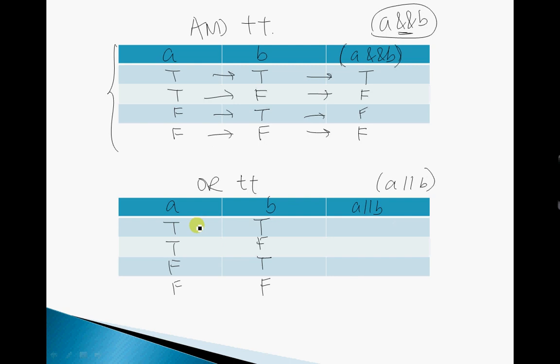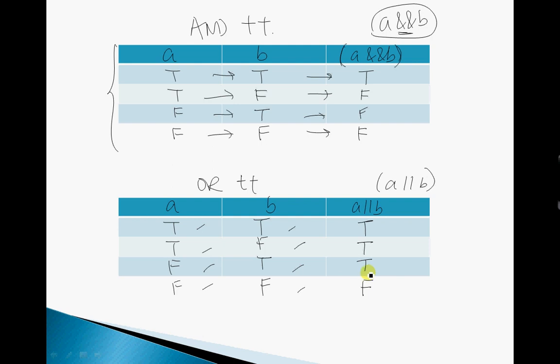So if A is true and B is true, A or B will be true. Okay, OR means either one is true. But if both are false, A or B is false.